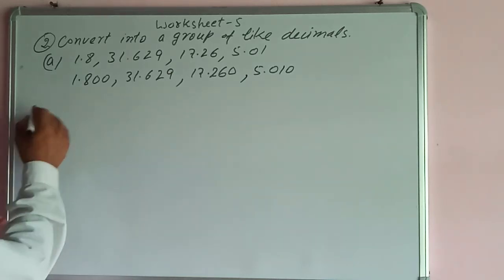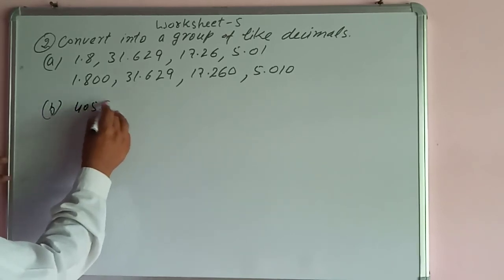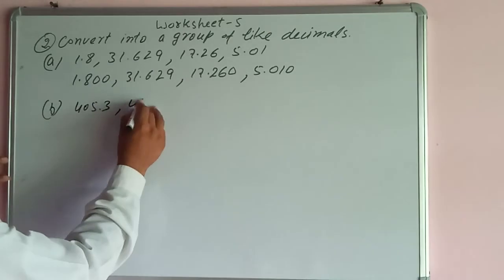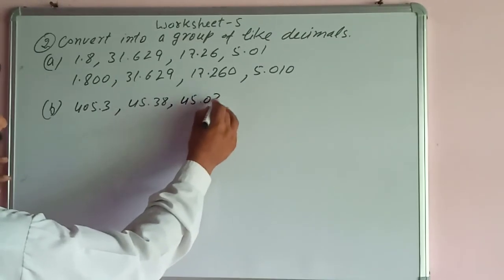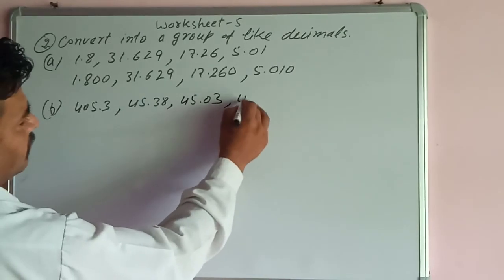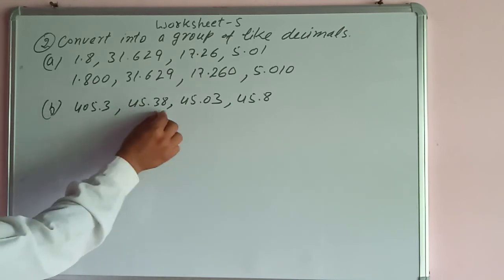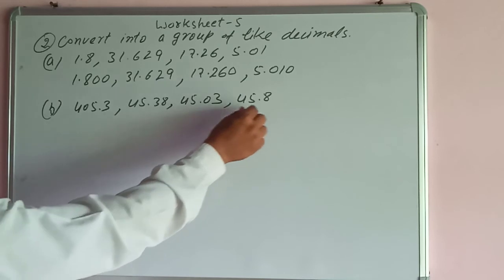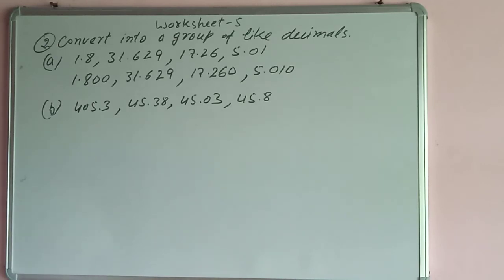In part B, 405.3, 45.38, 45.03, then 45.8. Again we see in this question the maximum places in the decimal part. In the first decimal there is only one place, in the second there are 2, in the third again there are 2, and in the fourth there is again one place. So the maximum is 2 places in the decimal part. So there should be 2 places in all the decimals.